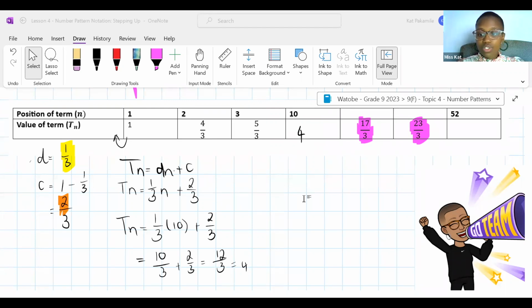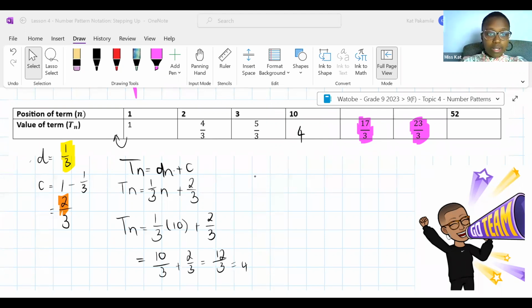Chichi, do you have a question or are you helping? Ma'am, I have a question. If we say Tn equals 1 over 3n, we have to replace that n with the 10, right? Yes, if you're multiplying. And then at the last part, 12 over 3, where did you get 12? I said 10 plus 2. Remember when you're adding fractions, you only add the numerators. Okay, ma'am, thank you.